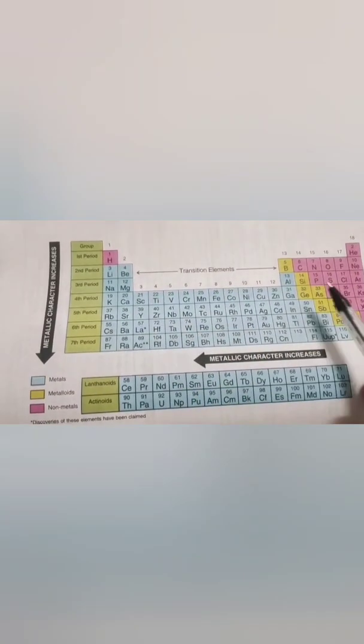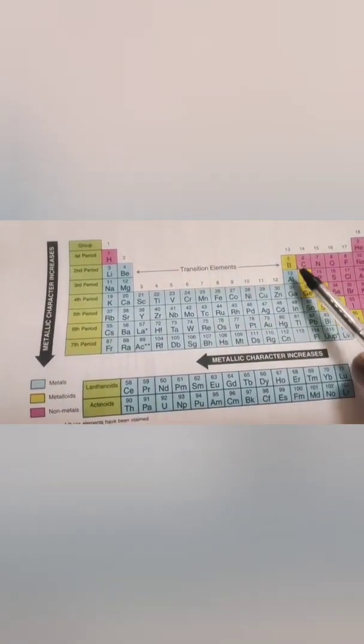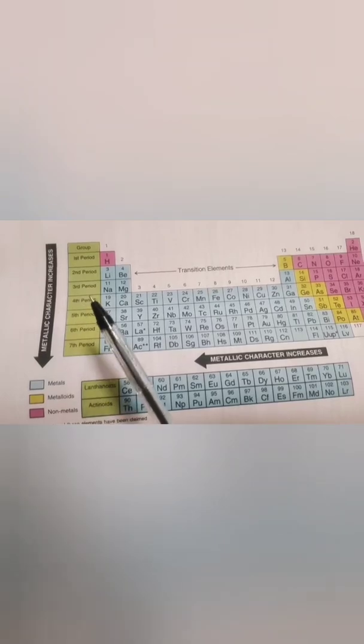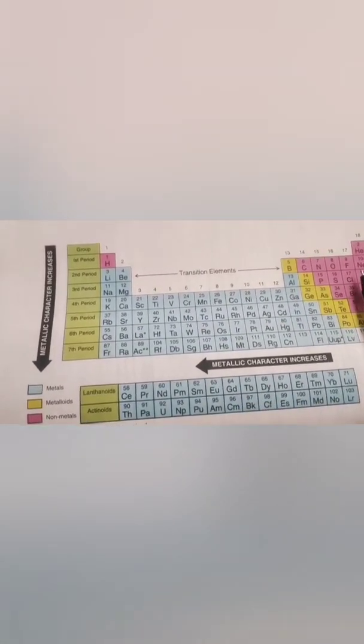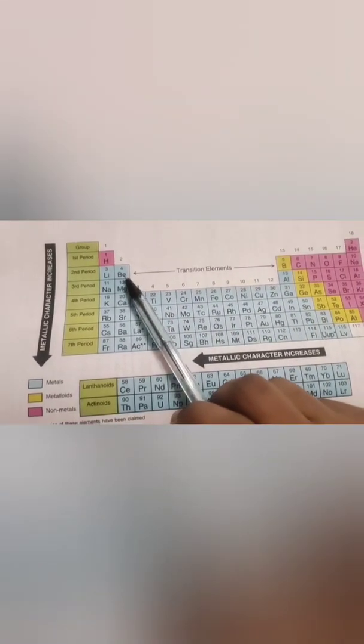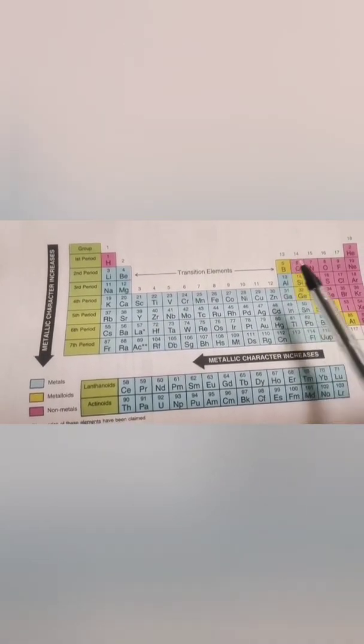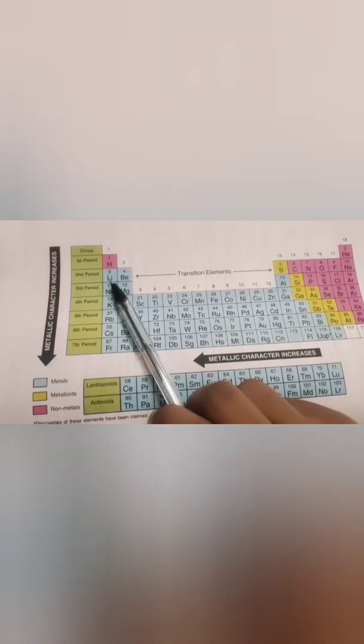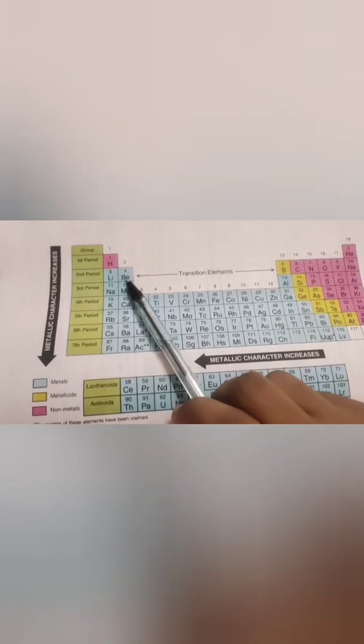Here we see beryllium with atomic number 4, and here is boron with atomic number 5. We have just read that when we move from left to right across the period, the ionization enthalpy increases. But here is an exception: the ionization enthalpy of beryllium is more than that of boron. It is an exception that beryllium has more ionization enthalpy and boron has a lesser ionization enthalpy.